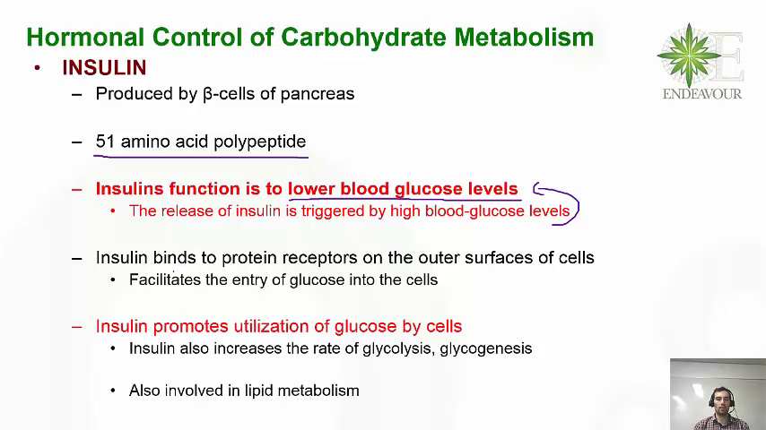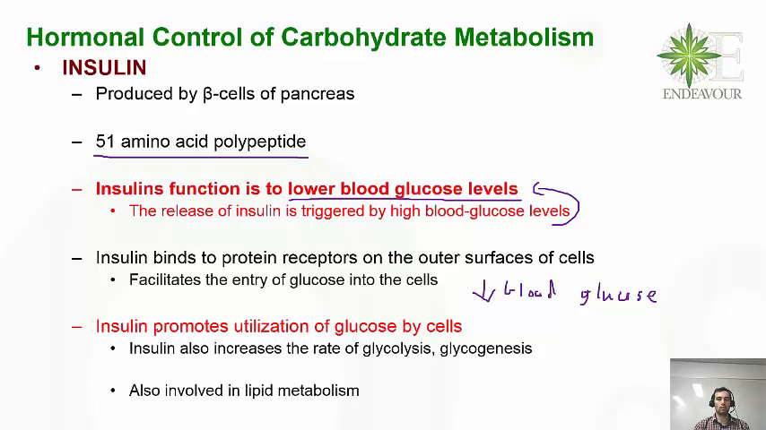The way insulin actually facilitates this is it will bind to protein receptors on the outer surface of the cell, and that will allow us to bring glucose into the cells. And if we're taking glucose into the cells, by definition, you're taking it out of the blood. So this will lower the blood glucose level because it's no longer going to be in the blood. It's now going to be in the cells. But remember, you're not taking all of the glucose out of the blood, just part of it.